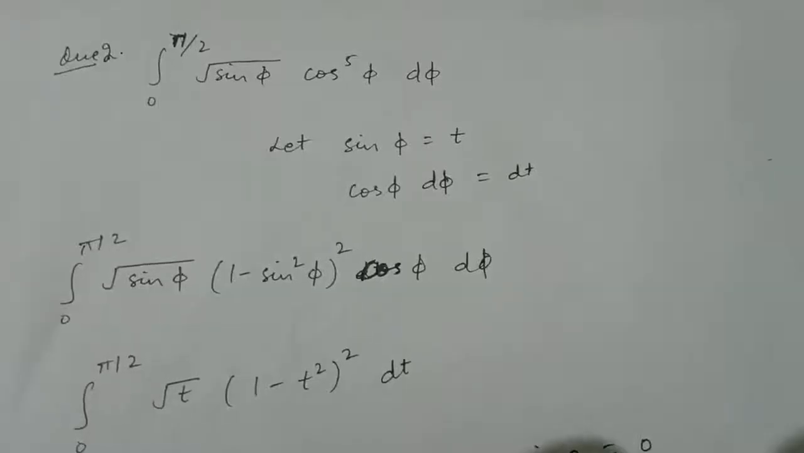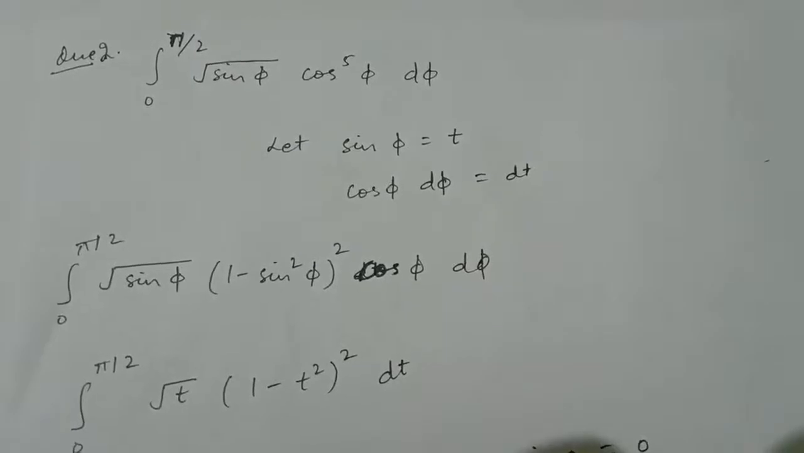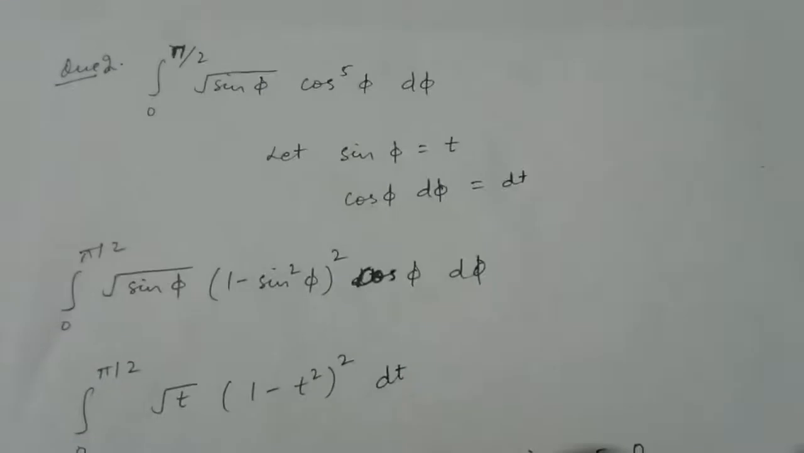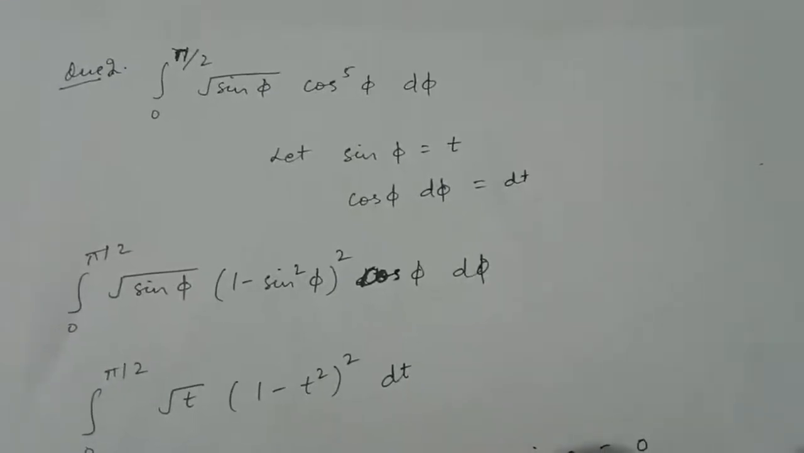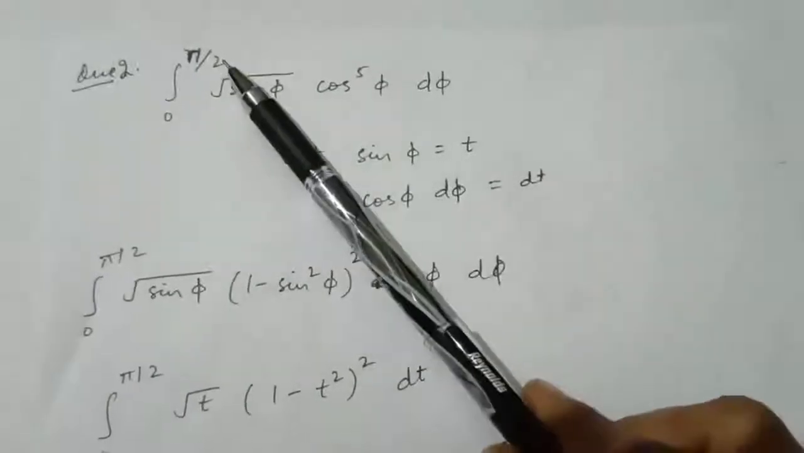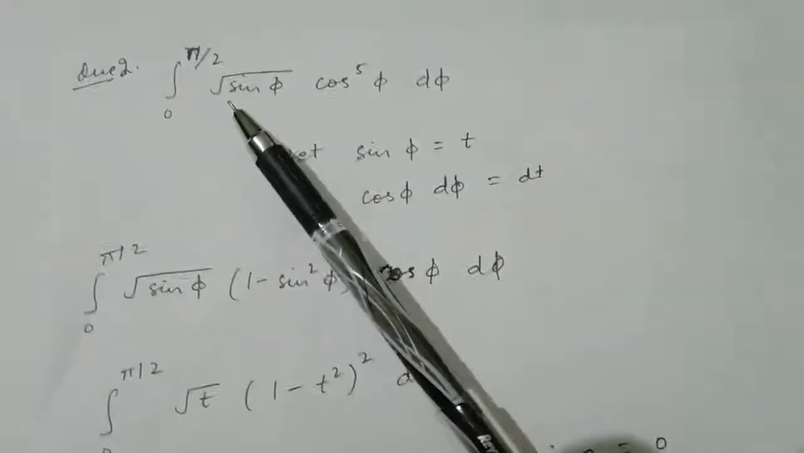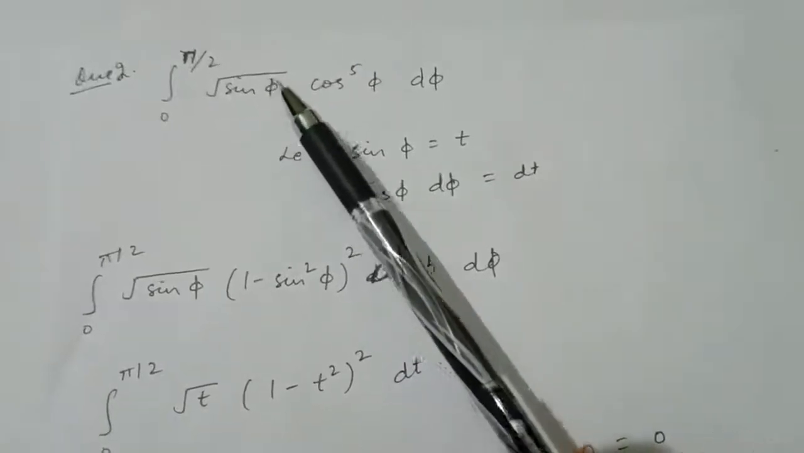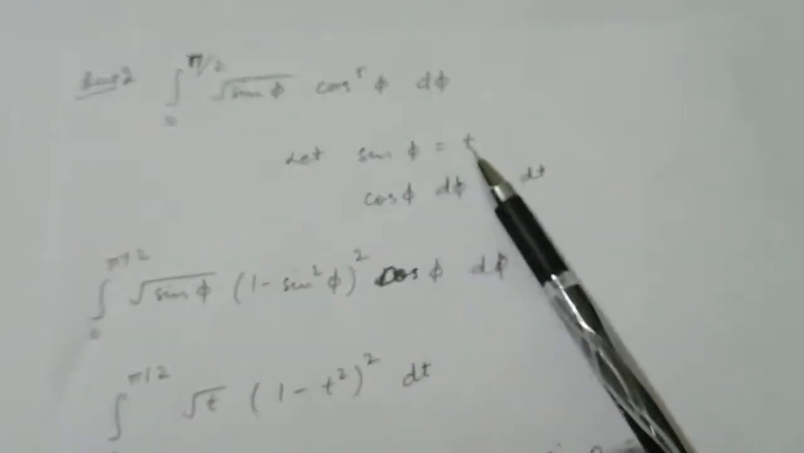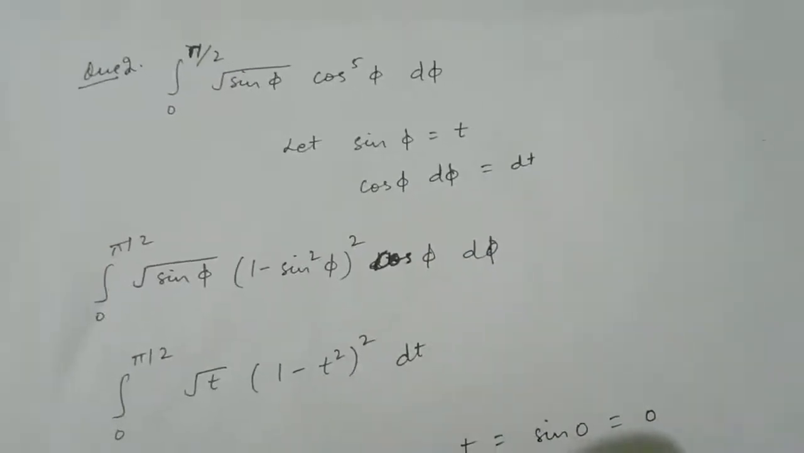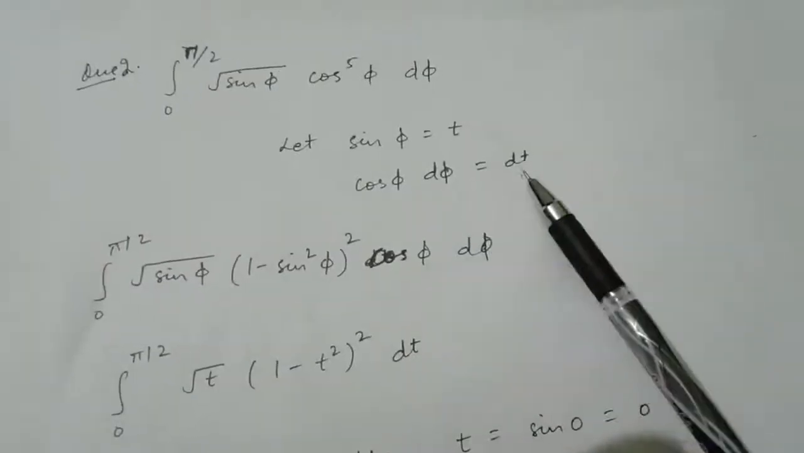Now see the questions of exercise 7.10. So question number 2 is, you have to find the integral root sin phi into cos phi raised to the power 5 into d phi, and the limits are from 0 to pi by 2. So we will use the method of substitution, because you can see sin phi is inside the root. Therefore take sin phi as equal to t. After differentiating both the sides, you will get cos phi into d phi equal to dt.